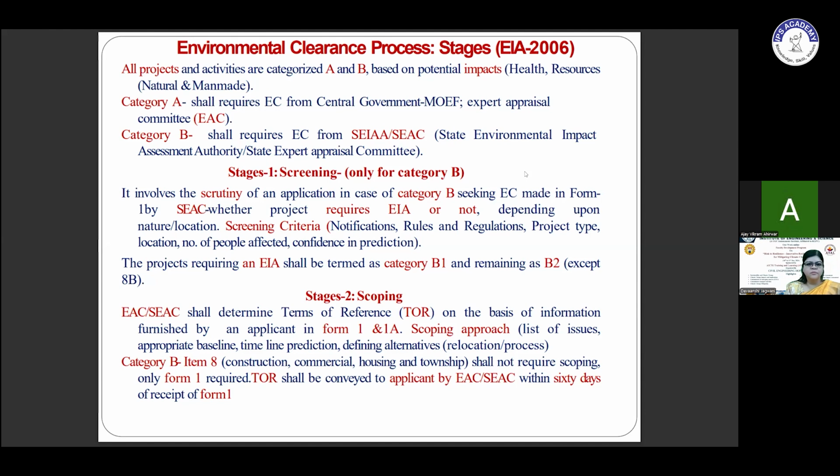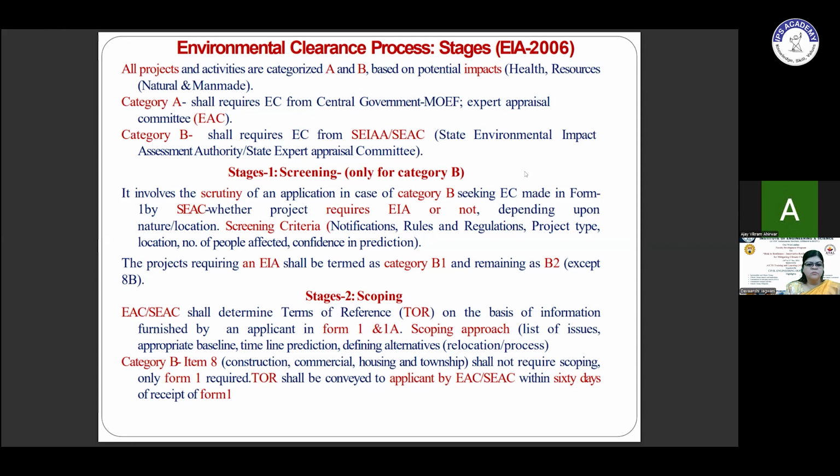Then stage 2, scoping. The EAC or SEAC shall determine the terms of reference on the basis of the information supplied by the applicants in Form 1 and 1A. Scoping addresses the list of issues, appropriate baseline, timeline, prediction, and defining alternatives, relocation, or modifying the process. It is under that form, scoping.